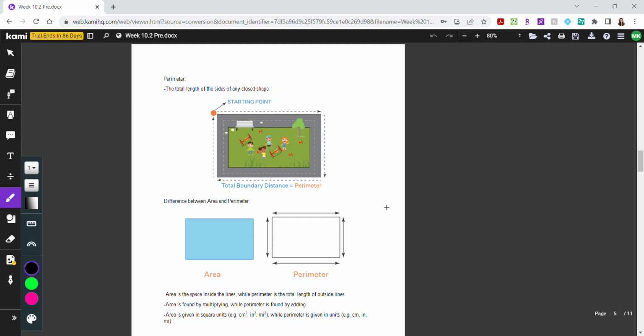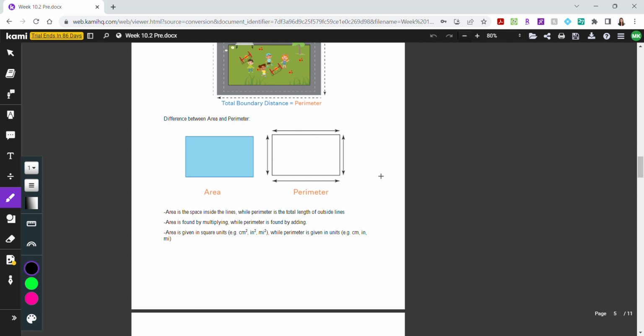Now, for perimeter, just a quick recap. The perimeter, remember, is the total length of the sides of any enclosed shape. So it'll be this length right over here. As you can see here, the total boundary distance is what we would call the perimeter.